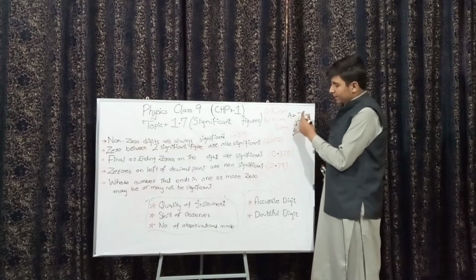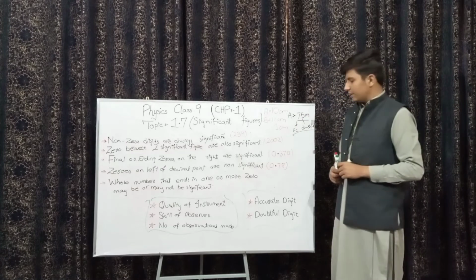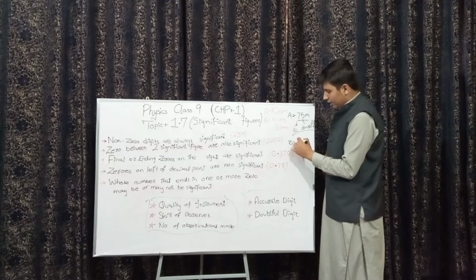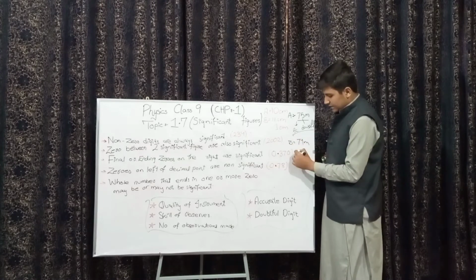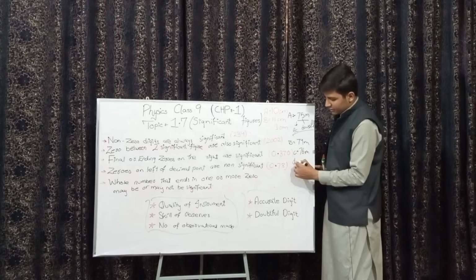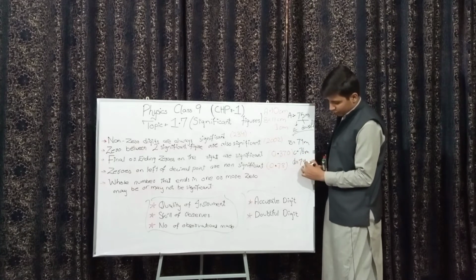Because person A has taken the measurement, which is equal to 75 meters. B takes the measurement, which is 74 meters. C takes the measurement, which is 76 meters. D takes the measurement, which is again equal to 74 meters.